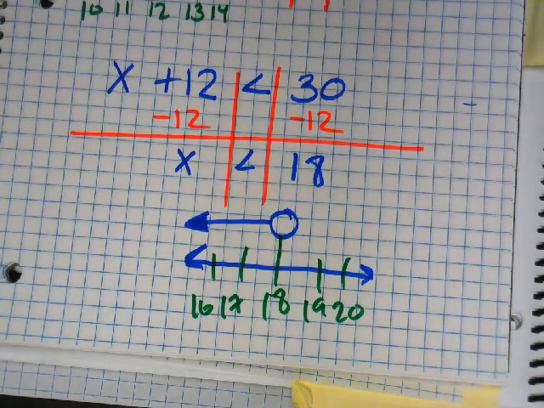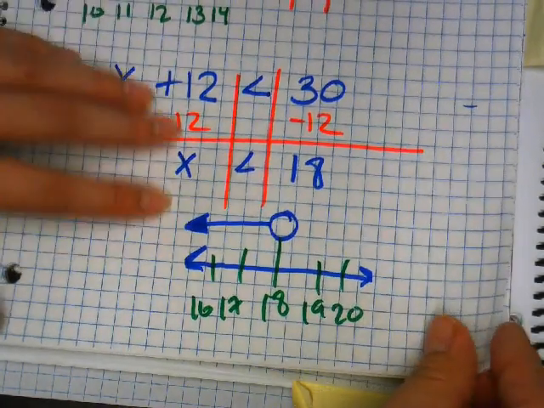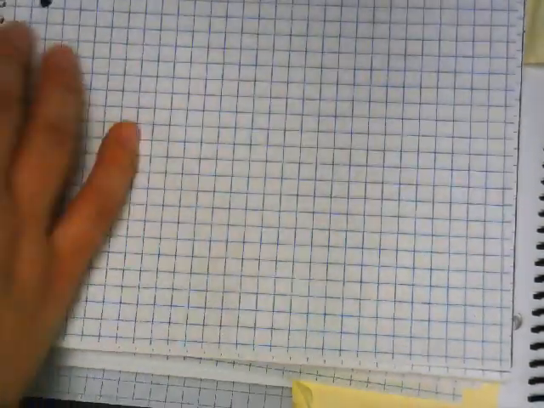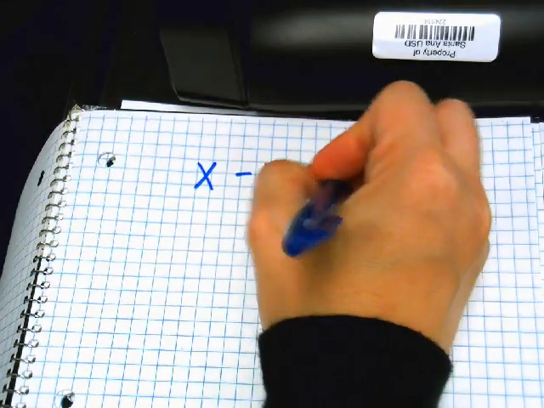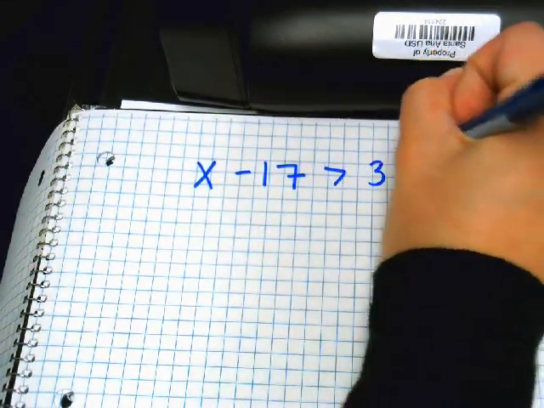All right. So let's try. So these two are the same thing, right? Because they both start with addition and you have to subtract. So what if I start with the subtraction side? X minus 17 is greater than 35.